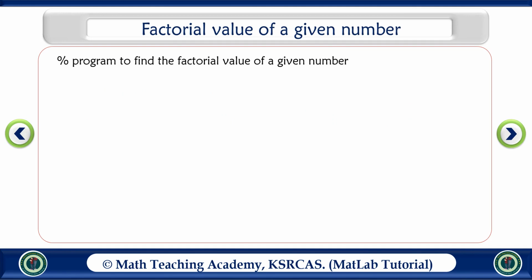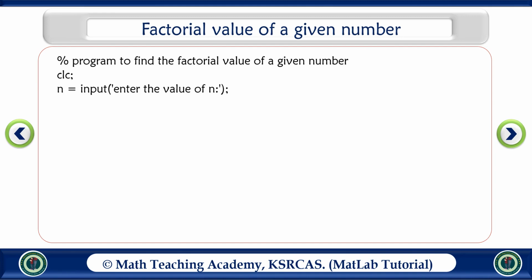Percentage, program to find the factorial value of a given number. This is the comment line. This command helps the user to know what this program will do. And then CLC semicolon. This command clears the command window to get output in a clear window.